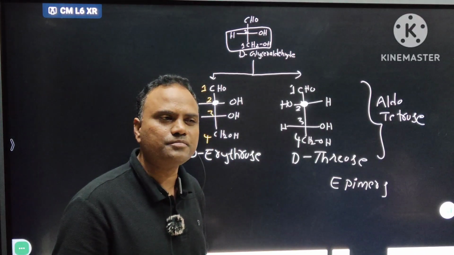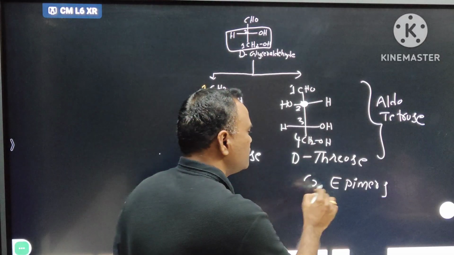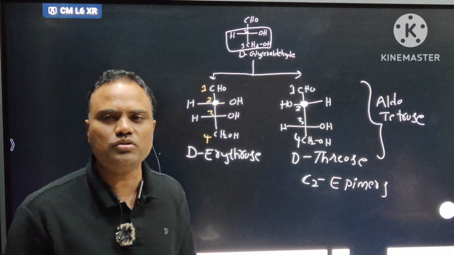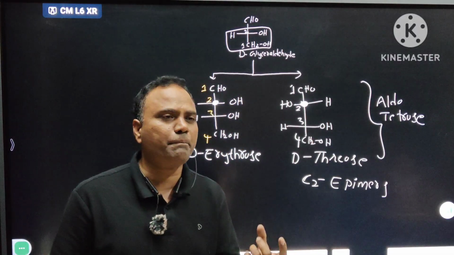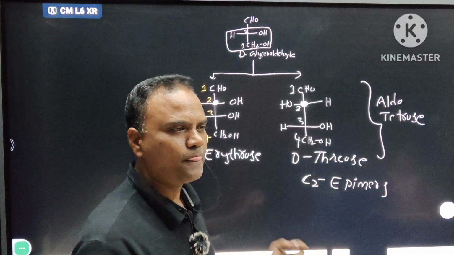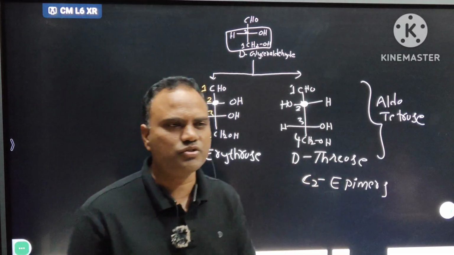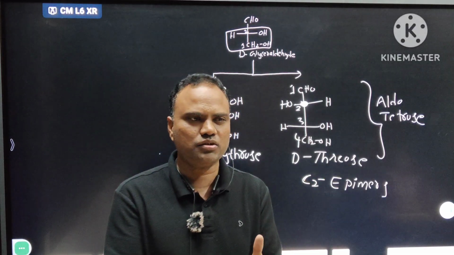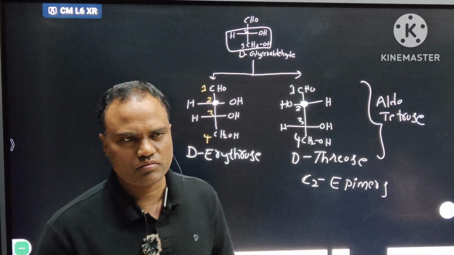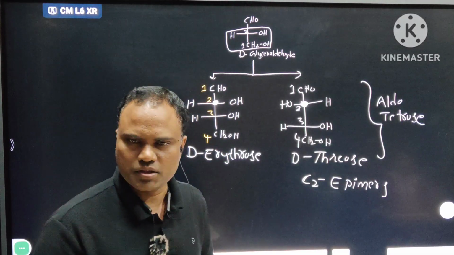These two are which epimers? These two differ at which carbon? So these are called C2 epimers. Very easy. You can remember the pair. Erythrose and threose, C2 epimers, one pair. Clear?